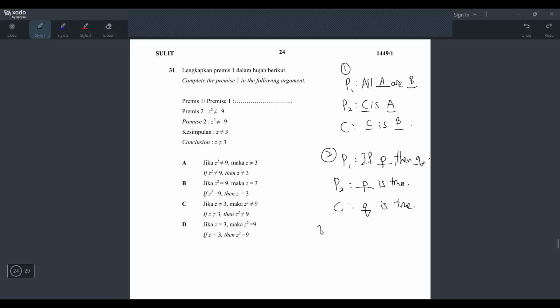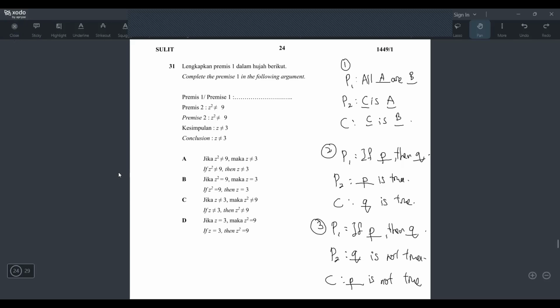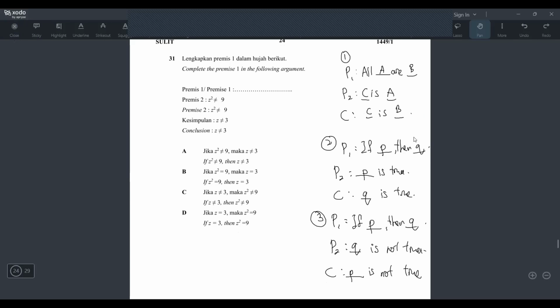Finally, the third format. The third format you have to memorize is premise 1: if P then Q, just like the second one. But premise 2 will be Q is not true. And then the conclusion will be P is not true. So you have to memorize all these 3 formats. This is the logical reasoning chapter, and these 3 formats you have to memorize.